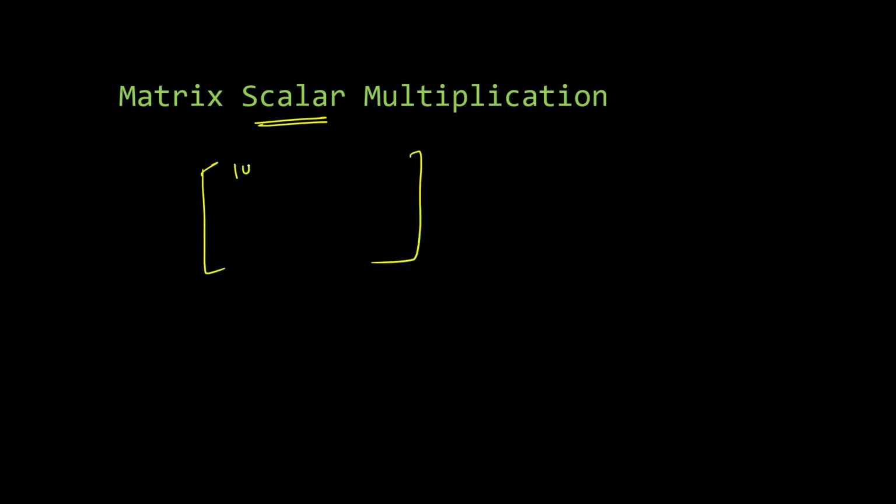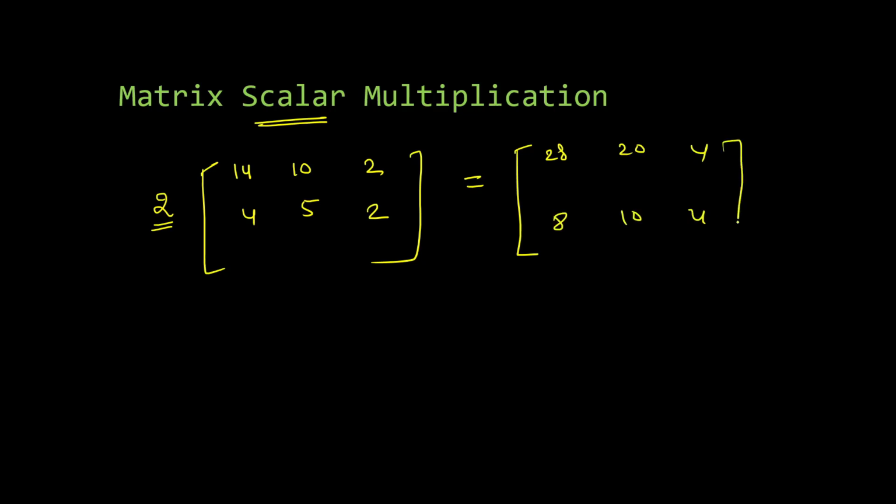For example, this is your matrix and you want to multiply this matrix with some scalar. For example, you want to multiply it with 2, then you will just do element wise multiplication. Meaning if it is 2, you will double all the elements. So let's multiply 2 by 14. This is 28, this is 20, this is 4, 8, 10 and 4. This is how you will do matrix scalar multiplication.